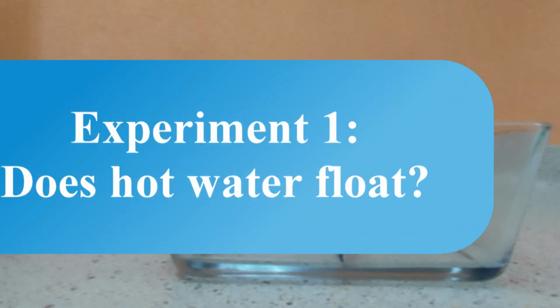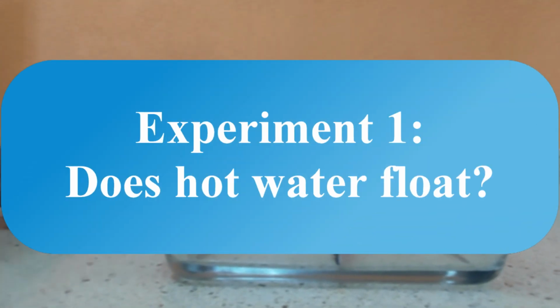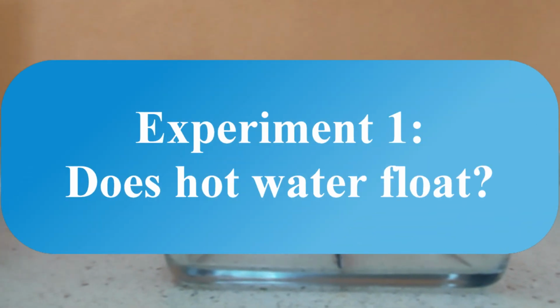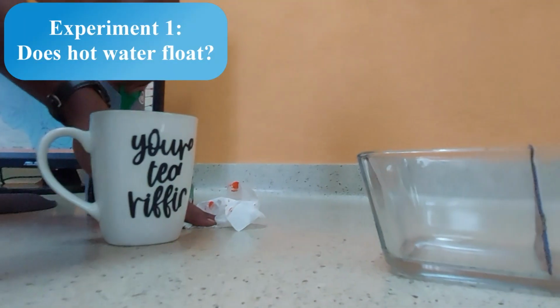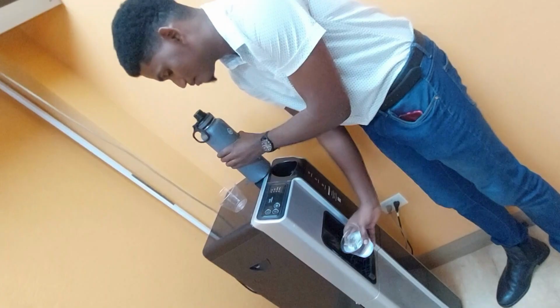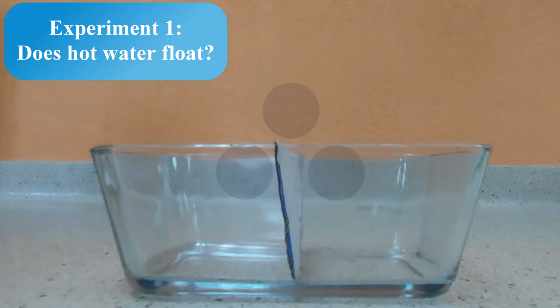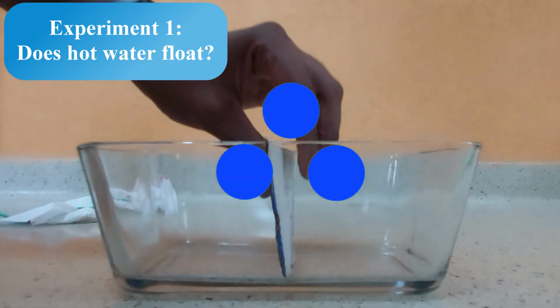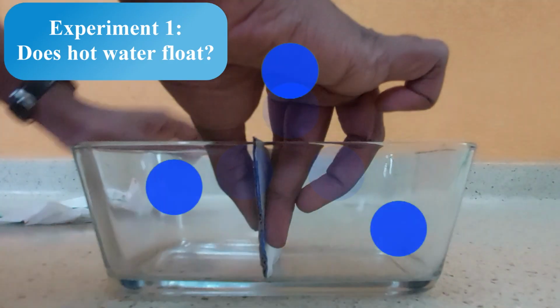Right, so our experiment is very simple. We're going to show that hot water floats and cold water sinks. The two shouldn't mix because they have different densities. All that means is that the particles that are in the cold water are more closely packed together than the ones in the hot water.